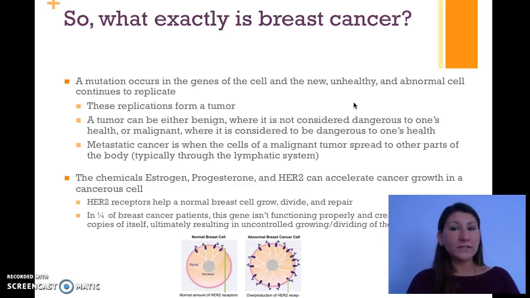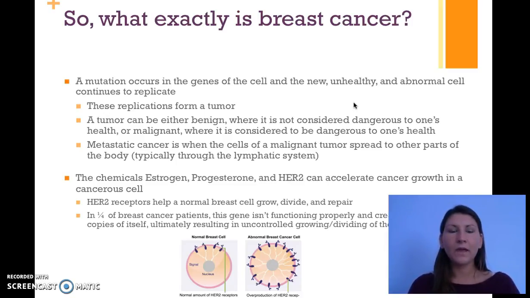So what exactly is breast cancer? A mutation occurs in the genes of the cell. This unhealthy, abnormal, and new cell continues to replicate, and all these replications form a tumor. The tumor can either be malignant or benign, and a malignant tumor is harmful to one's health, while a benign tumor is not harmful to one's health. And metastatic cancer is when the cells of the malignant tumor spread, usually through the lymphatic system, to other parts of the body.